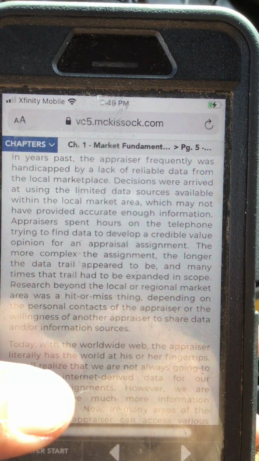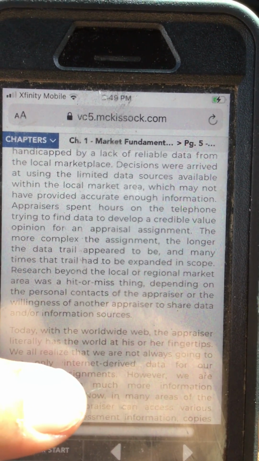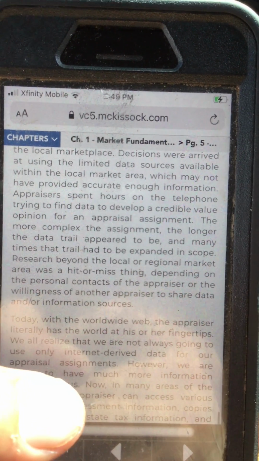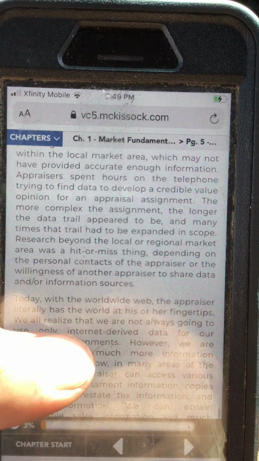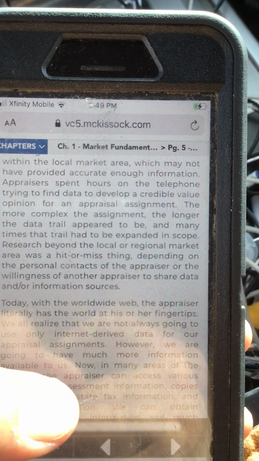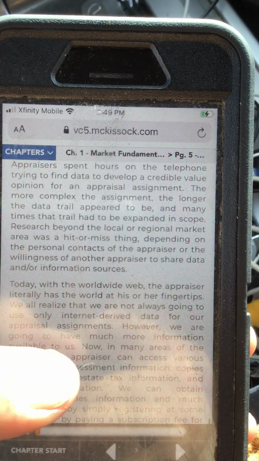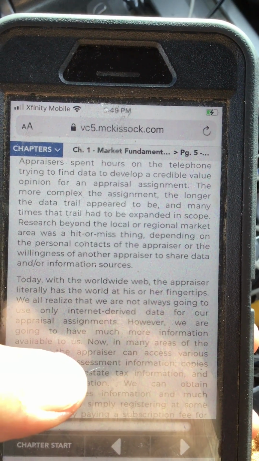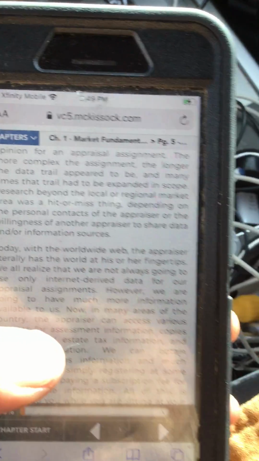In years past, the appraiser frequently was handicapped by a lack of reliable data from the local marketplace. Decisions were arrived at using the limited data sources available within the local market area, which may not have provided accurate enough information. Appraisers spent hours on the telephone trying to find data to develop a credible value opinion for an appraisal assignment.